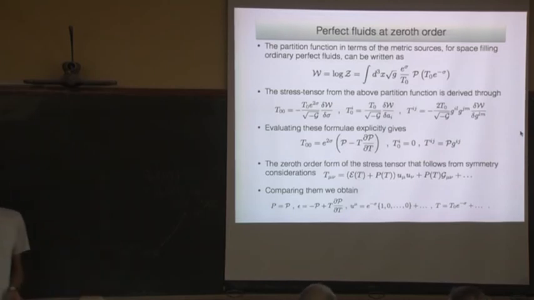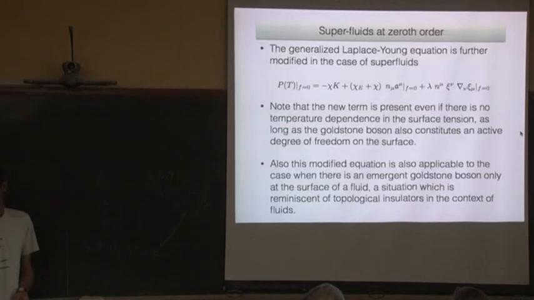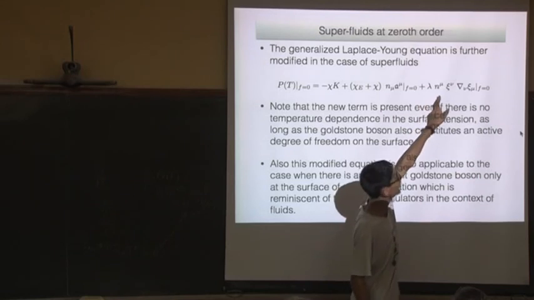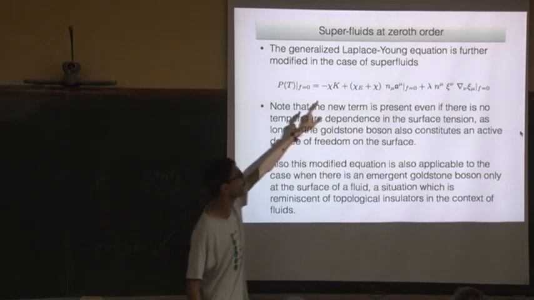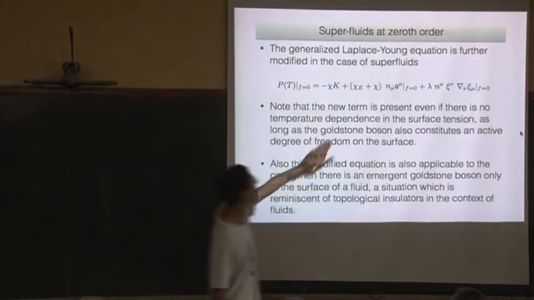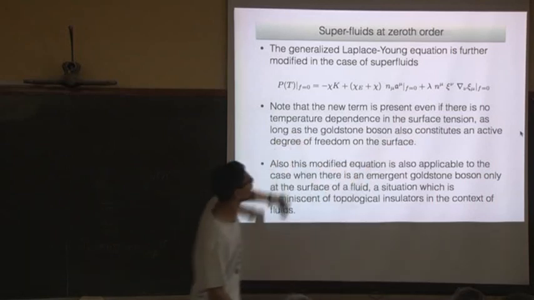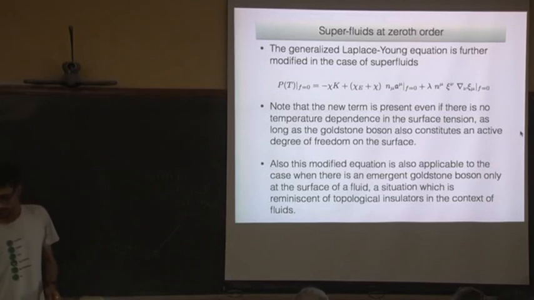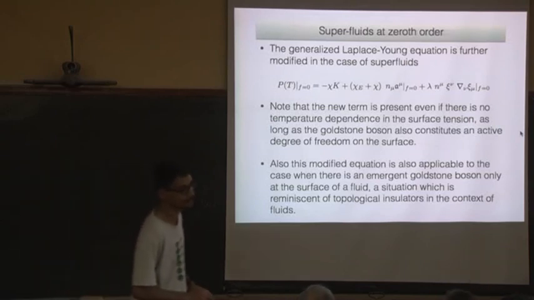So for the superfluids, actually, there's an extra contribution here. Even if you say that there are no extra degrees of freedom in the surface, that will kill this term. But this term is there, and it will be interesting to understand that. I don't think there is a good understanding of this term in the superfluid, the one involving the superfluid velocity.